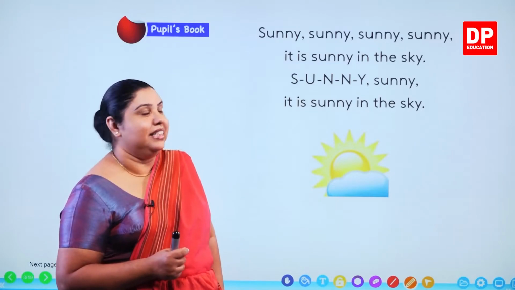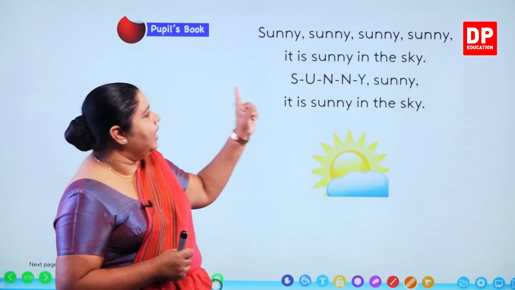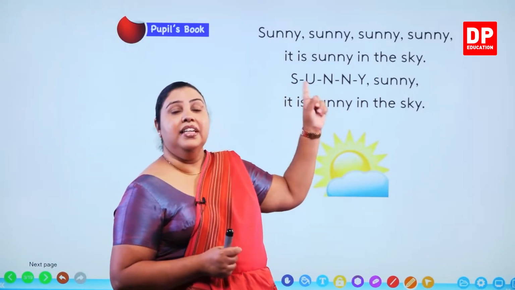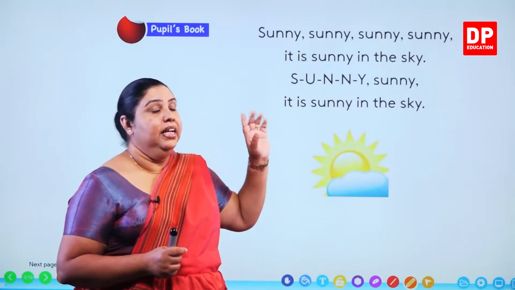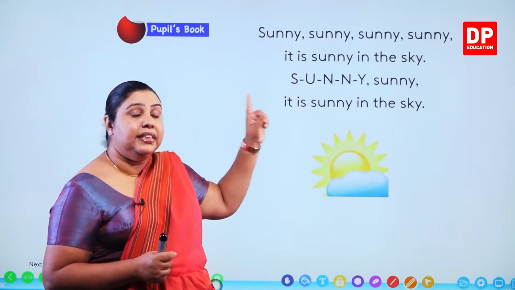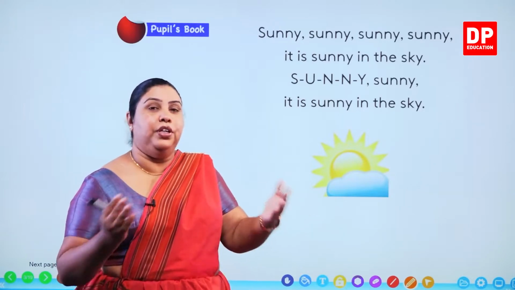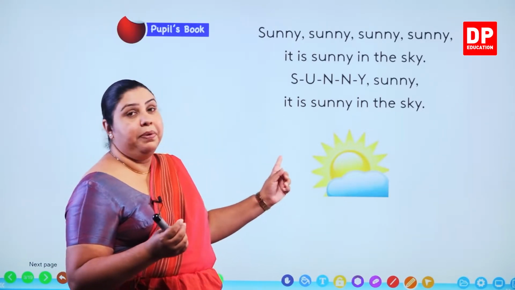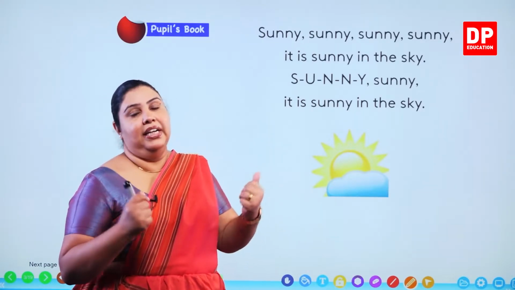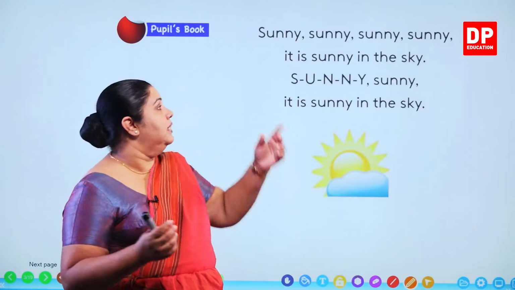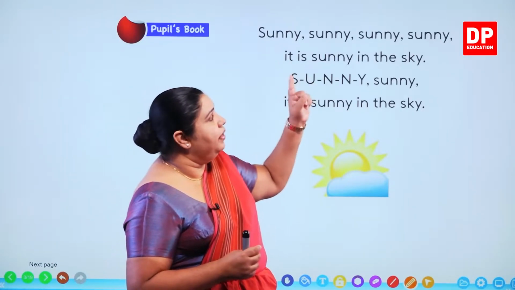So shall we read it? Sunny, sunny, sunny, sunny. Now look at the words. Look at the words, look at the letters. Now you have your book. When you open it and turn to this page, you can see it very clearly. Look at the words, because now the words are being repeated.